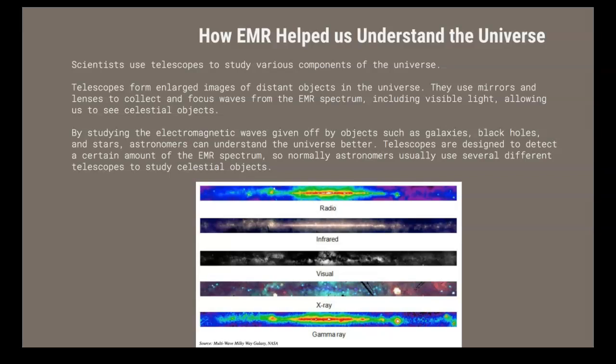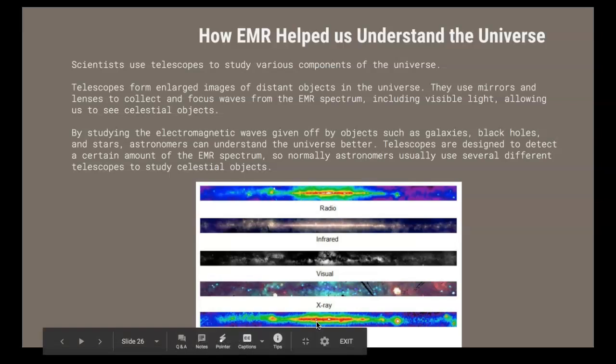So telescopes usually are designed for a specific type of EMR. Maybe it's collecting radio waves or infrared or visible light. Normally when we're looking at objects in space, they won't just use one type of telescope. They will use several telescopes to get more information about that certain object.